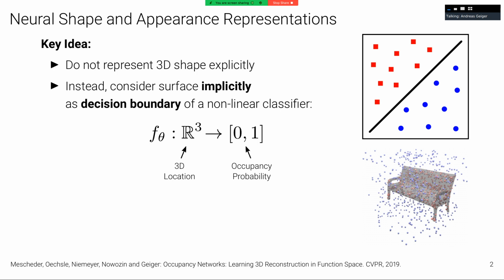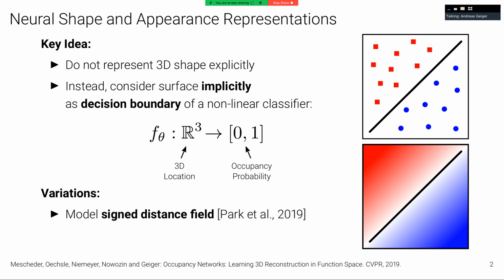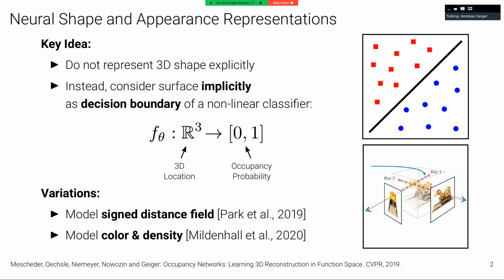There are different variants of this model. For example, instead of outputting an occupancy probability, you can also output a signed distance field, as done by Park et al. Or you can model the color and the density of every 3D point based on the view direction, and then composite this together into an RGB pixel value in order to render an image, as done by NeRF.